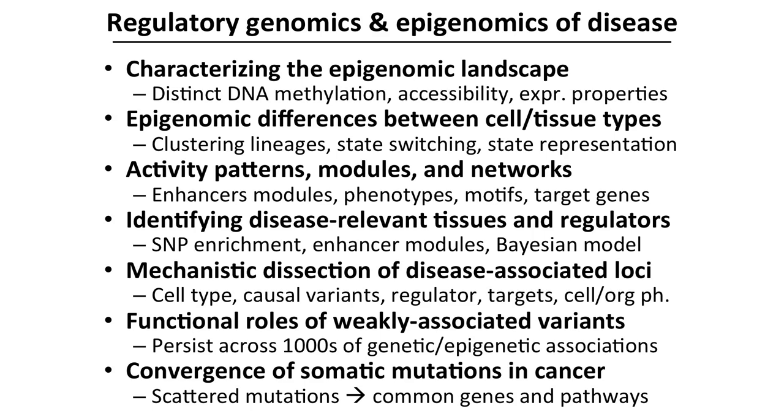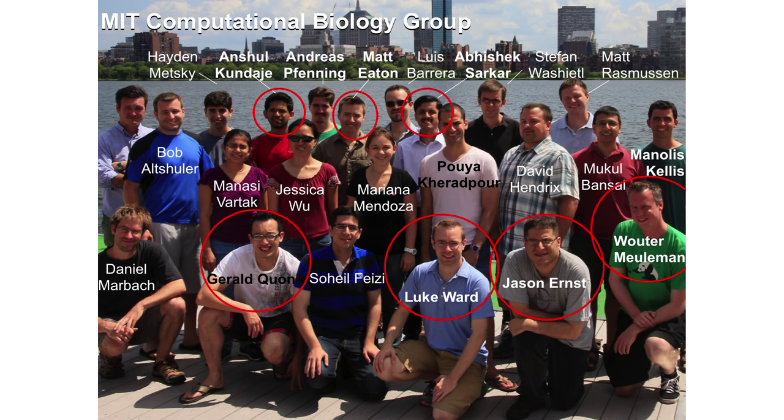There's a large number of variants that are showing enrichment below this genome-wide significance threshold, and they tend to converge in these common pathways. I tried to highlight the folks doing the work throughout the talk, but this is Wouter Meuleman, Jason Ernst, Luke Ward, Gerald Quon, Anshul Kundaje, Matt Eaton, and Abhishek Sarkar.